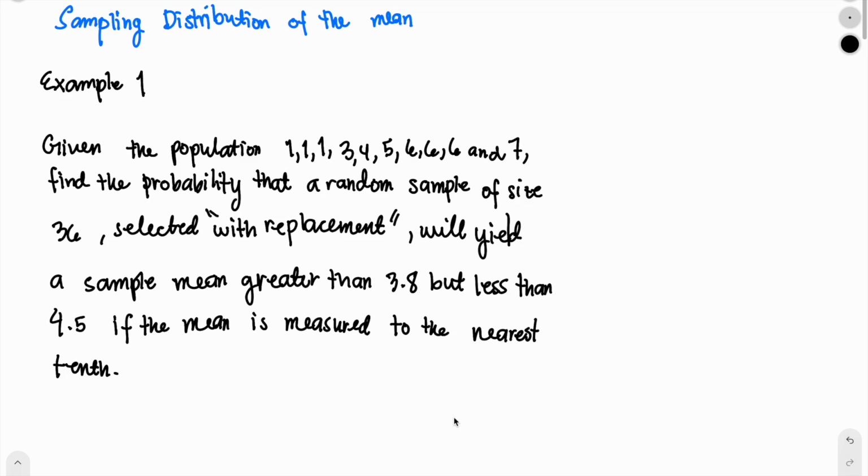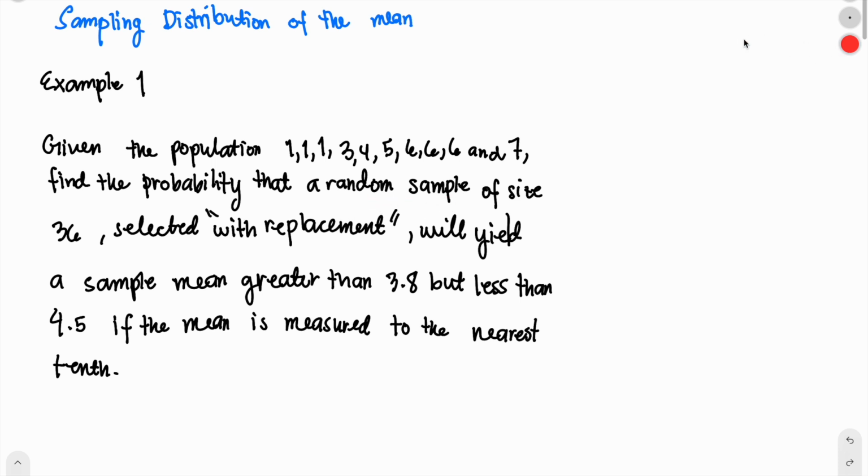Hi everyone. So today we will be learning about how to solve for the sampling distribution of the mean. In this lesson, you're going to learn how to get the probability of a random sample. So it's not a random variable, but a random sample.